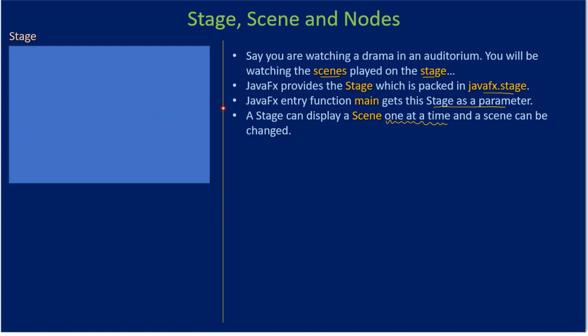So let's think of the same auditorium based drama. Once the scene is finished, you may see the curtains fall down, and in the background people will set up a new scene on the same stage. Once the curtains go up, as the audience, you will see a new scene. Likewise, a stage can display a scene one at a time, and once that scene is finished, you can exchange it with a new one. So a stage contains a scene, and this will be the scene object.